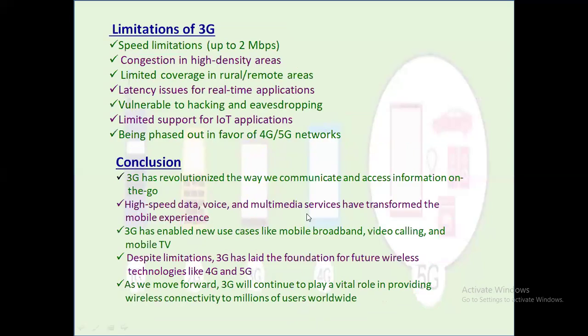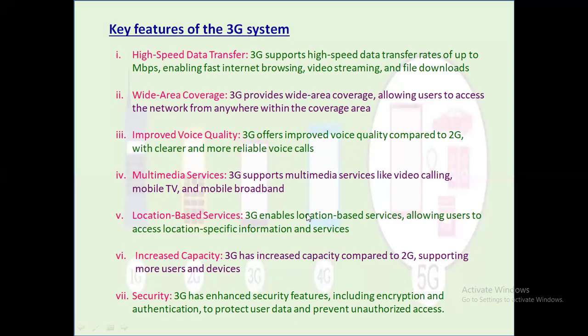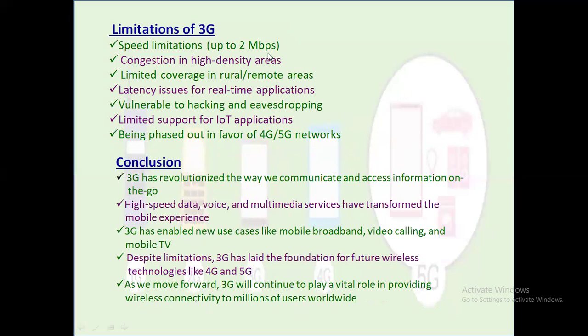Even though it has many advantages, it has some limitations also. The speed is up to only 2 Mbps, megabits per second. Congestion in high density areas, limited coverage in rural and remote areas. This is a main drawback of 3G. Latency issues for real-time applications, vulnerable to hacking and dropping. Limited support for IoT applications, being phased out in favor of 4G and 5G networks.